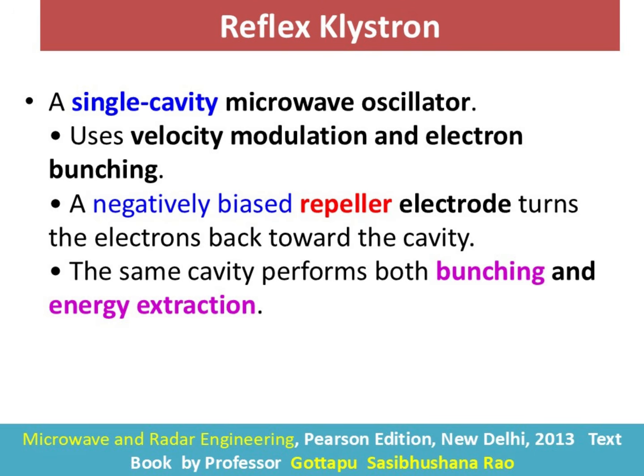What is a reflex klystron? A reflex klystron is a single-cavity microwave oscillator. It operates using velocity modulation and electron bunching. An important feature is the negatively biased repeller electrode. The repeller turns the electrons back toward the resonant cavity. Unlike the two-cavity klystron, here the same cavity performs both the modulation and energy extraction functions. So, the reflex klystron uses one resonant cavity plus one repeller electrode.